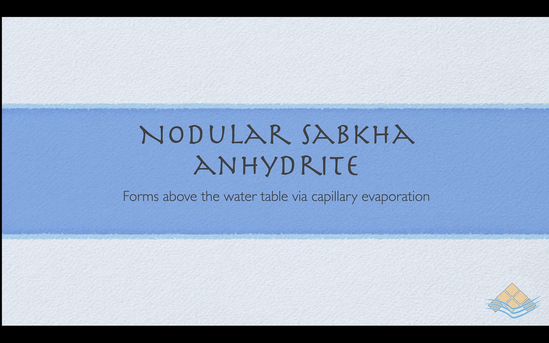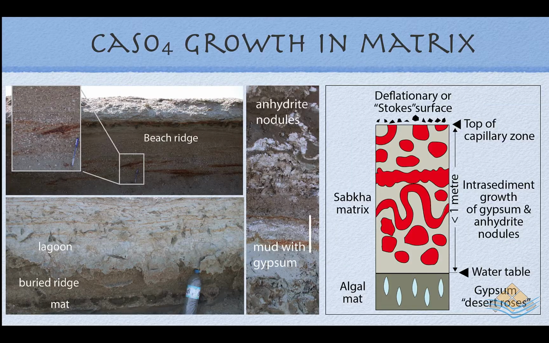Let's have a look at the distribution of Sabkha anhydrites. As we said, the general rule is that anhydrite in the Abu Dhabi Sabkha is always found above the water table, often in combination with gypsum, but never below the water table, where gypsum dominates. And here we can see that quite clearly, and also we're seeing the three dominant matrix styles into which our evaporites are accumulating.